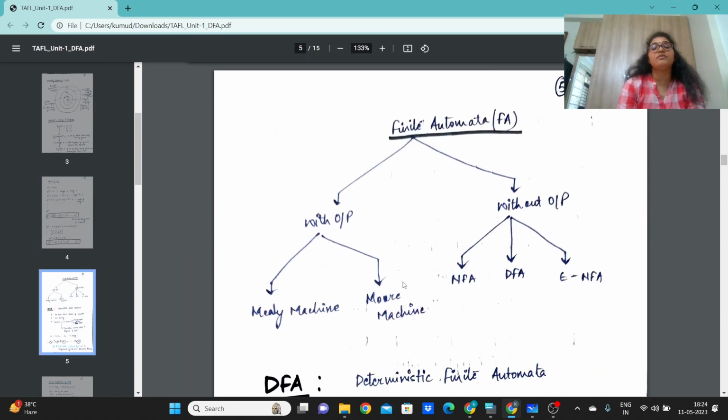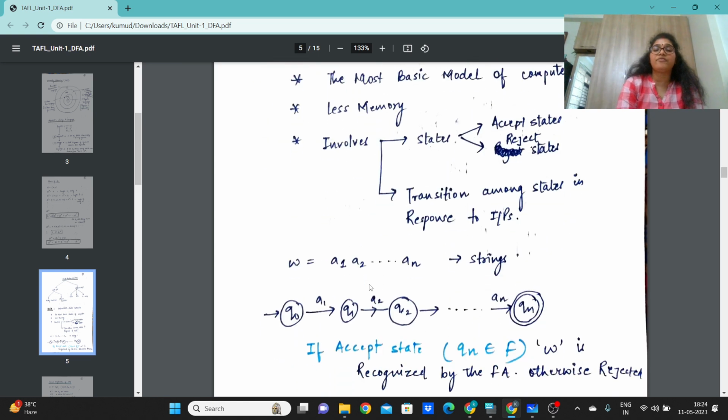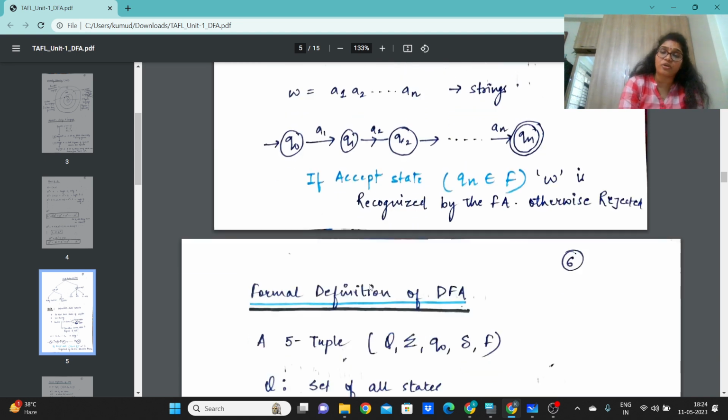After that, we have discussed the division of finite automata, which is with output and without output. With output, we have Mealy and Moore machines. Without output, we have NFAs, DFAs. NFA is non-deterministic finite automata, and we have deterministic finite automata, and we have epsilon NFA. This symbol is called epsilon NFA. So we have discussed about the definition of this. DFA has less memory, and DFA is a without output machine. It always recognizes the acceptability of the string.